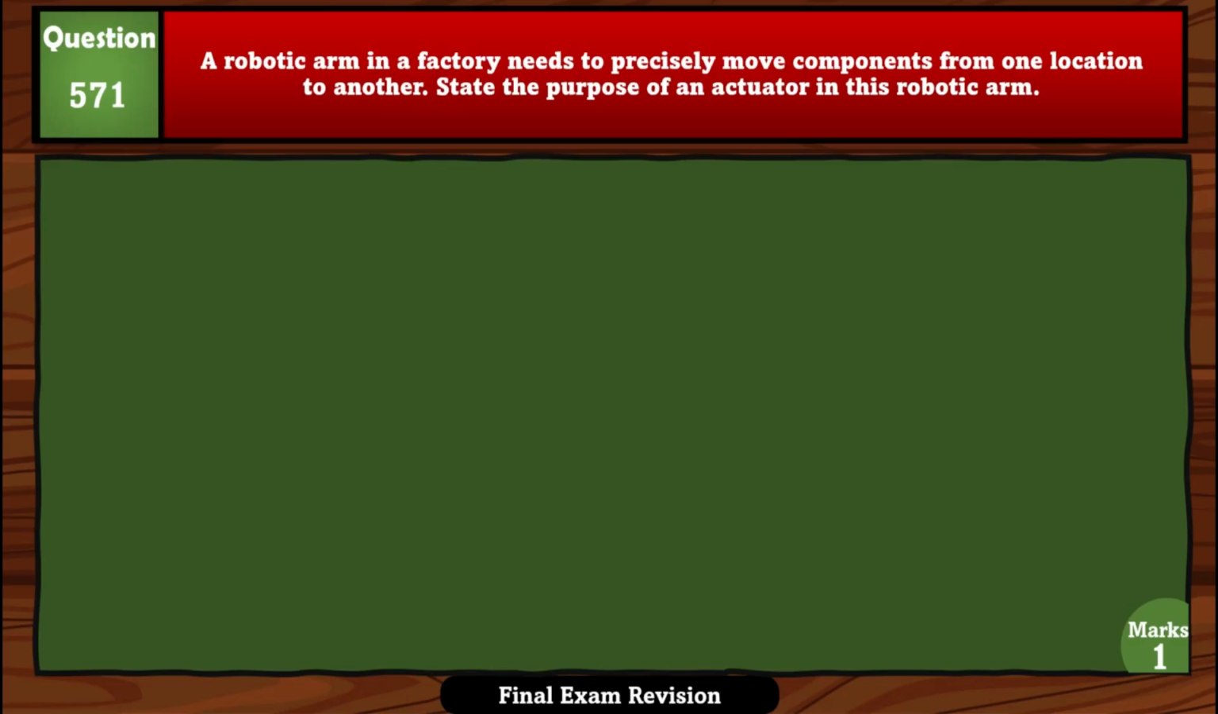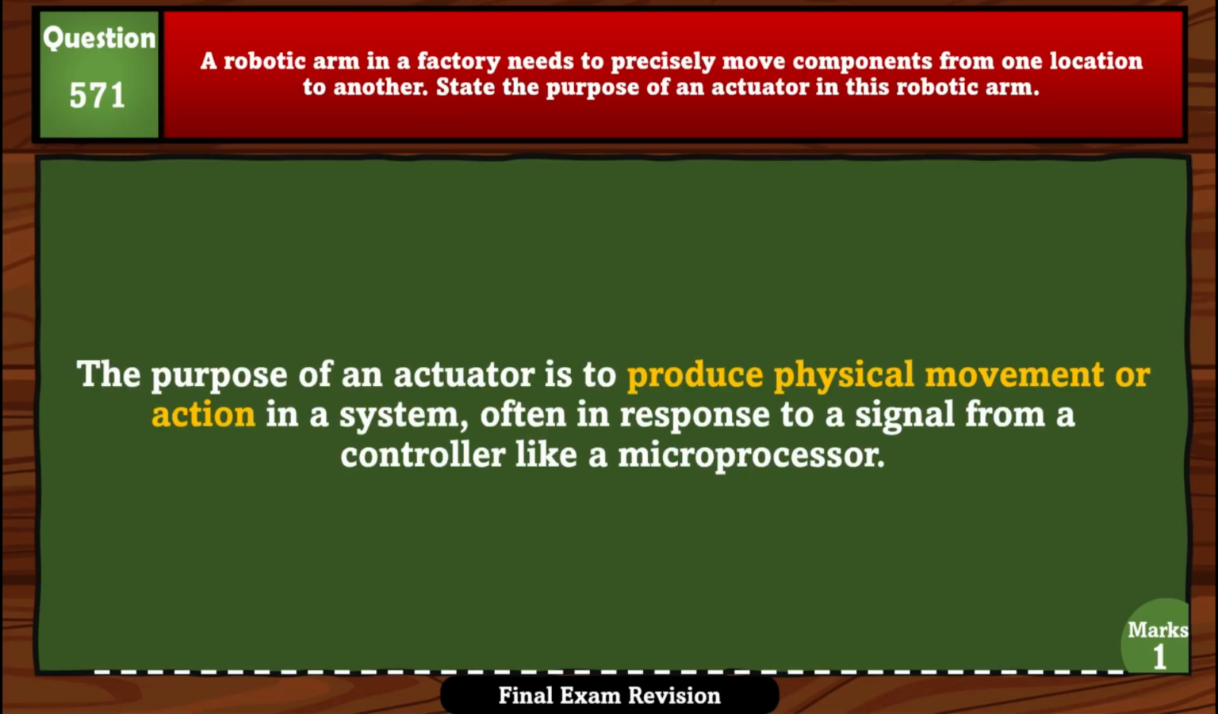Question 571. A robotic arm in a factory needs to precisely move components from one location to another. State the purpose of an actuator in this robotic arm. The purpose of an actuator is to produce physical movement or action in a system, often in response to a signal from a controller like a microprocessor.